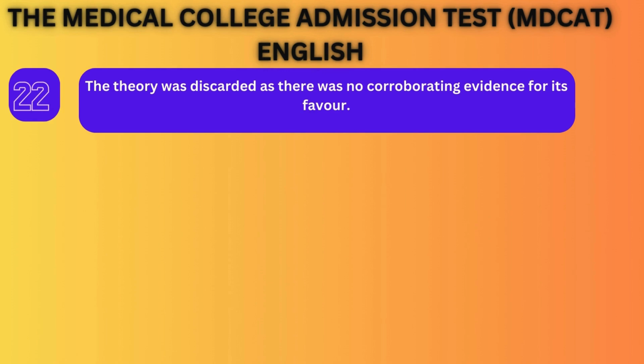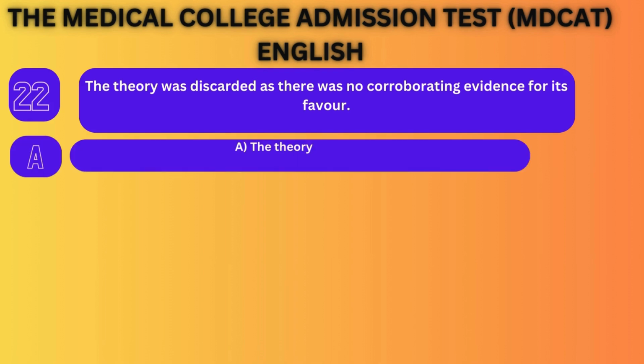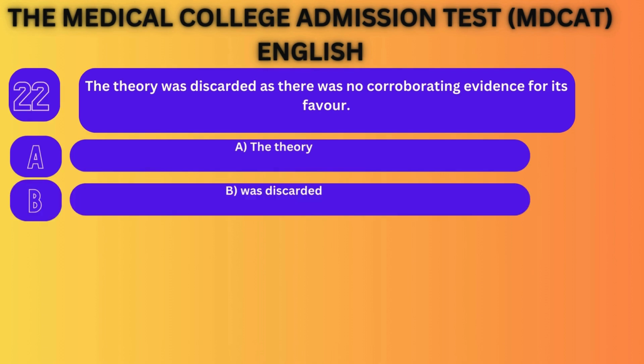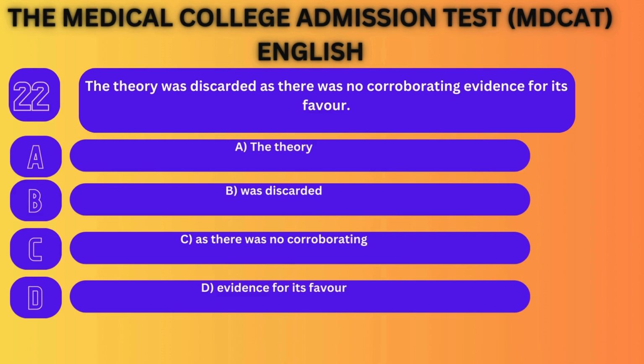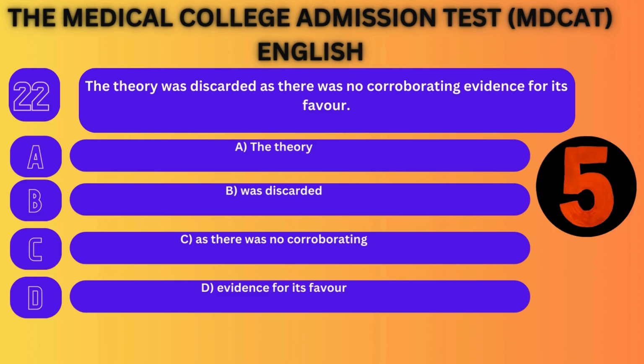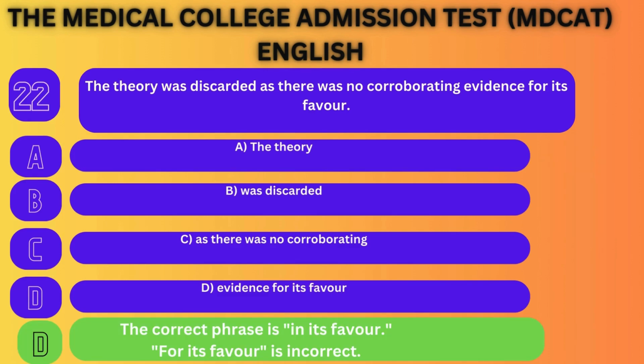Question number 22. The theory was discarded as there was no corroborating evidence for its favor. Option A. The theory. Option B. Was discarded. Option C. As there was no corroborating. Option D. Evidence for its favor. Correct answer is D.